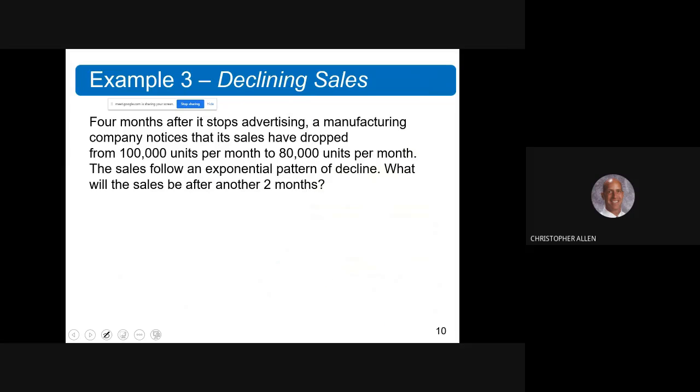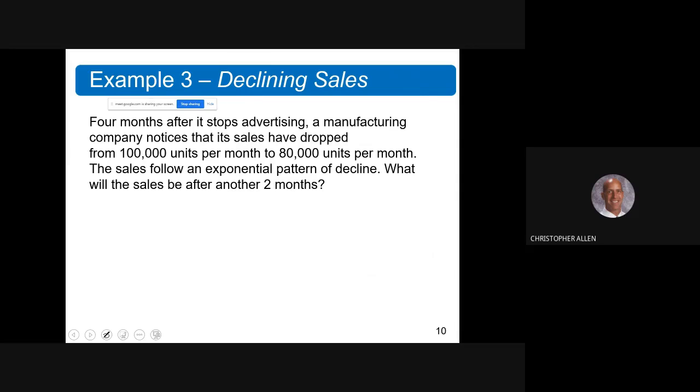Okay, so this one is a declining sales, so this must not be growth, but the opposite of growth. I'm going to just read it to you, and I'd like you to see if you can figure out the answer on your own. I'm telling you right now, that very important equation that I wrote, y equals something, that I said we're going to use on almost all the examples today, is what you're going to use.